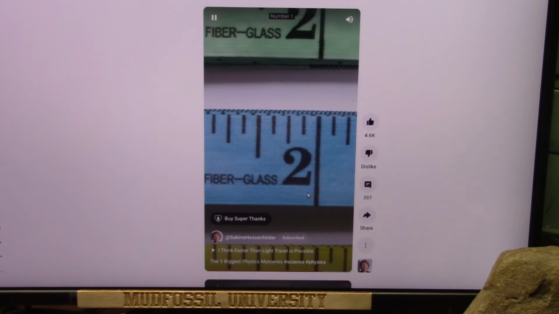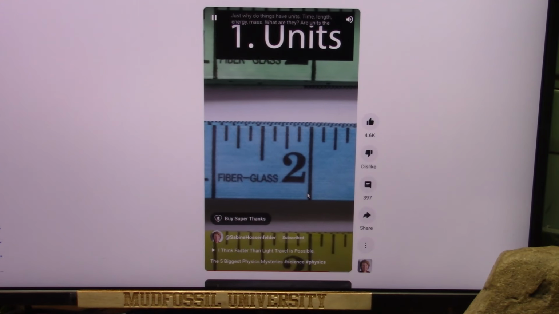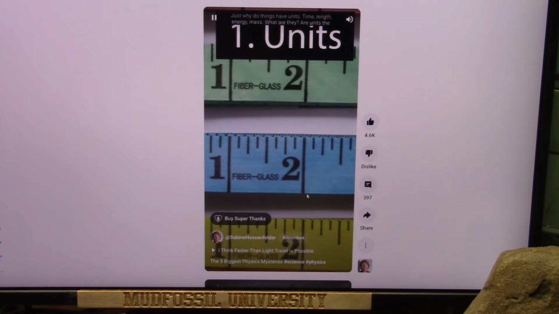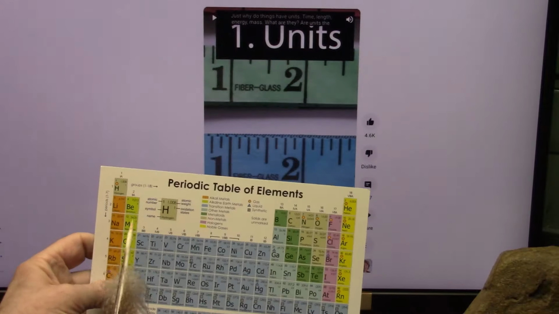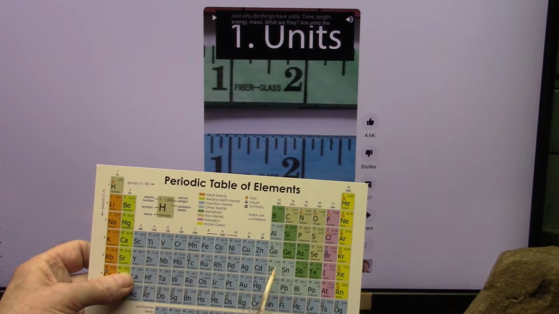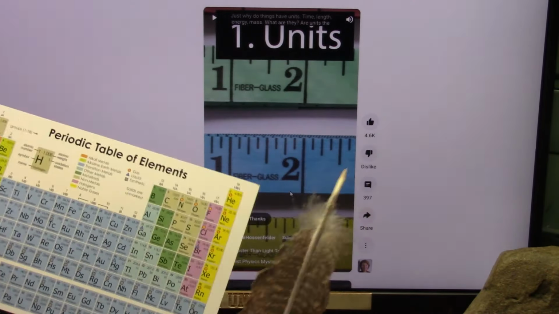Number one, just why do things have units? Time, length, energy, mass. What are they? Well, that's another thing that's just sort of kind of silly to speak about. Everything has a unit measurement. It's like in a periodic table. Each one of these is stable at a certain point. A unit would be some form of a stable thing. You can assign inches as units. This is an inch, this is 2 inches. That's just division of distances. That's all that is.